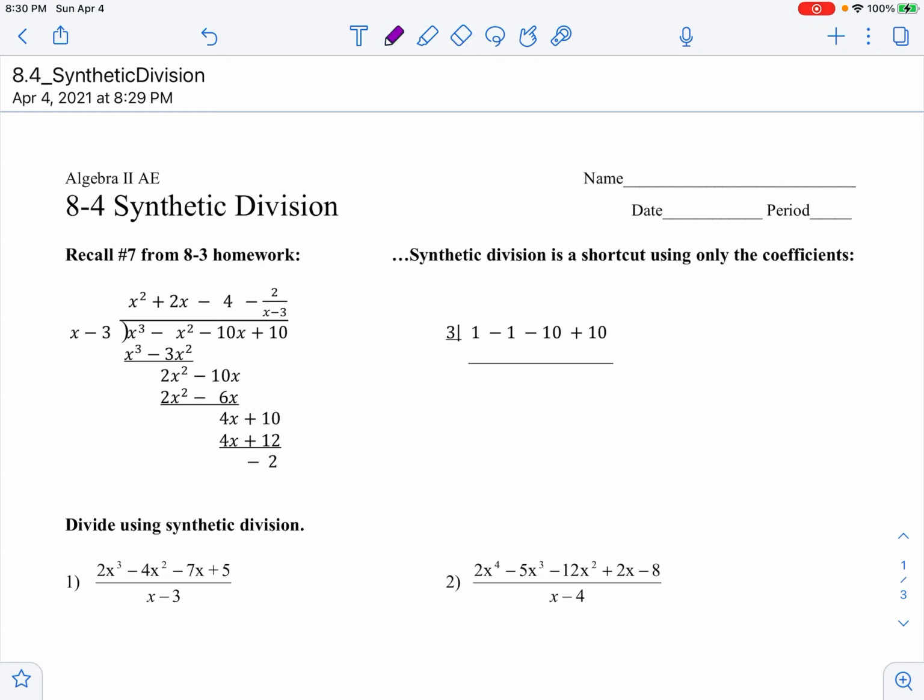Well, what we're going to learn today is synthetic division, which is a shortcut using only the coefficients. This is the setup for this problem. Notice what I did is I took my coefficients. I had a 1 in front of my x cubed, and so I put a 1 here. I had a -1 in front of my x squared, so I have a -1 in my second spot. A -10 in front of my next term, and so that's my -10 here. And then last we had our constant, which is our +10.